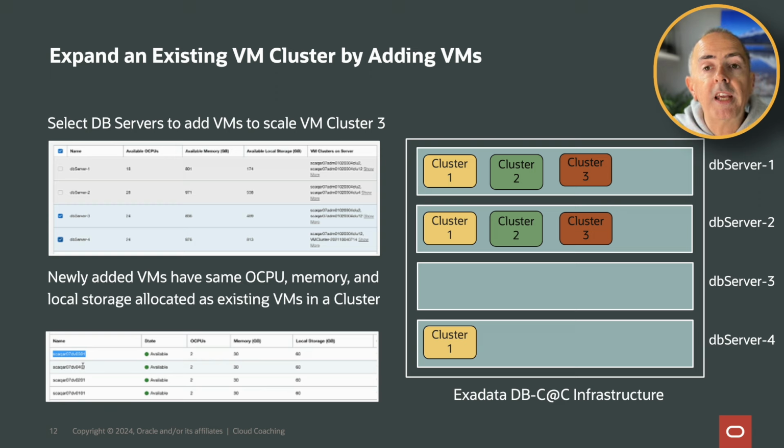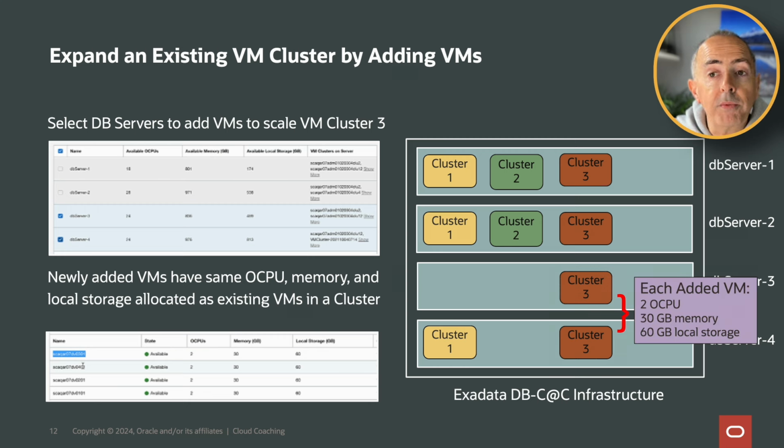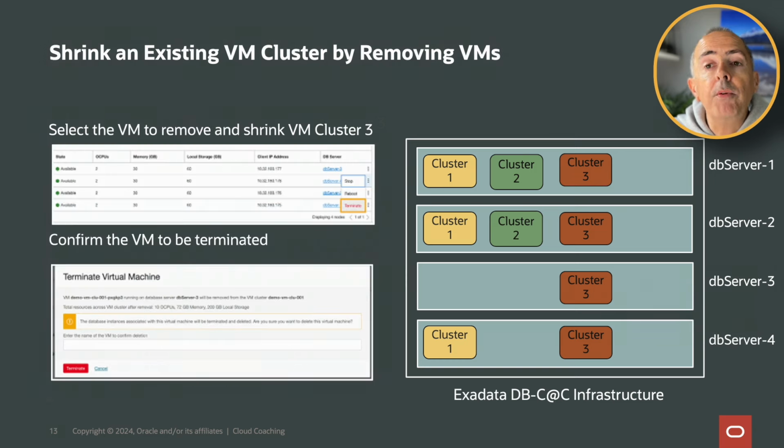So using VM cluster number 3, which has VMs currently on database servers 1 and 2. In this selection panel, we're going to add VMs on the 3rd and 4th database server. After we've done that, we end up with a 4-node cluster. Again, each VM added has the same number of OCPUs and memory per VM as before because of the requirement for symmetry. And we also have the ability to remove a VM from the VM cluster to shrink it.